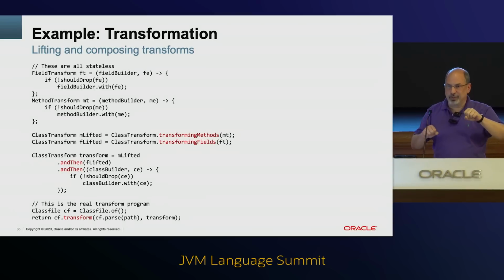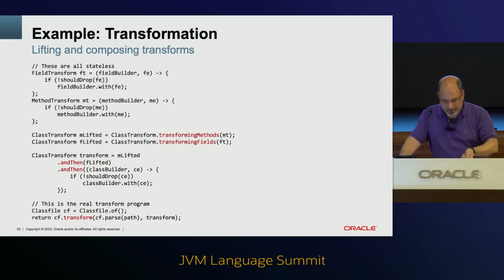What does composing do? It says, take the output of the element stream of one and make that the input of the element stream of the next one. And then we do that again with everything that's left. And we say, are you one of the attributes I should drop? If so, do nothing. Otherwise, hand it to the builder. And then the real program for all of that transform is like 2 lines, which is take the original class file, parse it, transform it with this big composed transform, and we're done.